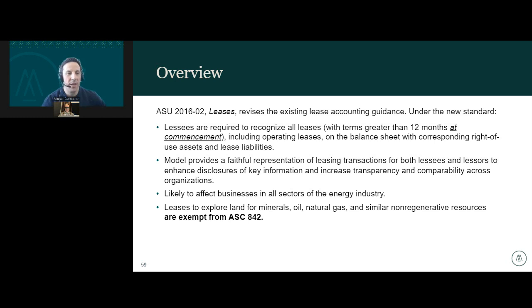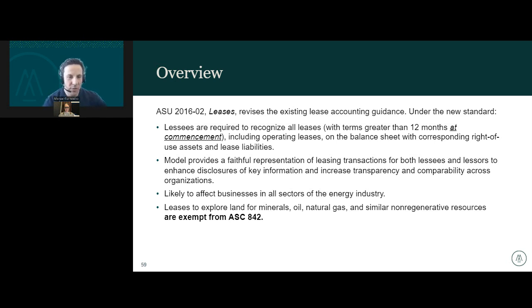And from a very high level, the lease standard is meant to provide a faithful representation of leasing transactions between both the lessee and the lessor. It's likely to affect businesses in all sectors of the industry, whether you do have a lease or not. I think the biggest component to this new standard is the completeness of the contracts and any potential lease within any contract. So it's understanding and making sure you're identifying all potential leases.